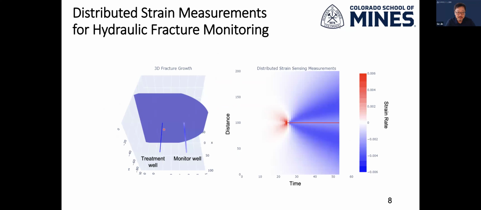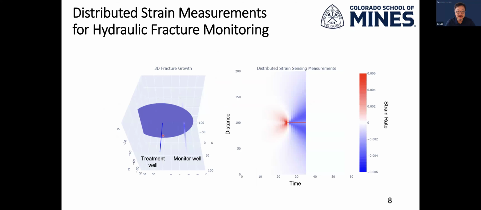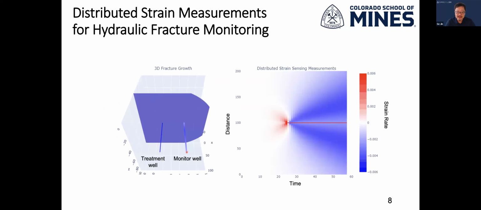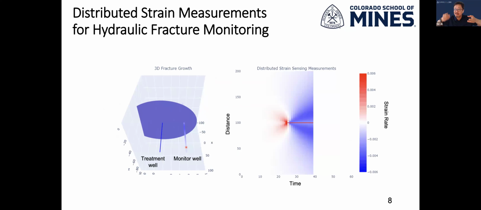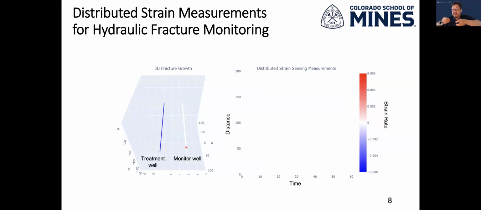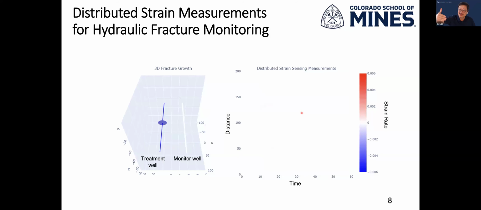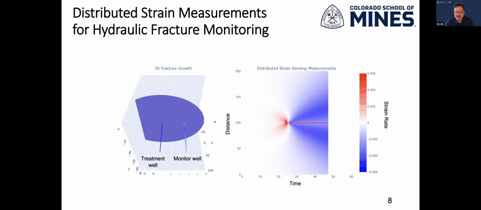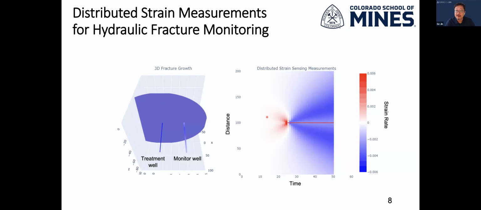So I have a treatment well, where I'm injecting and creating this growing hydraulic fracture that I see on the left. And on the right, I have a monitor well that's measuring the strain perturbation caused by this hydraulic fracture propagation. So on the right here, this is what we observe. This is actually what you can see even in real time nowadays: as the fracture propagates, you start seeing the strain pattern or signal patterns on the fiber measurement.